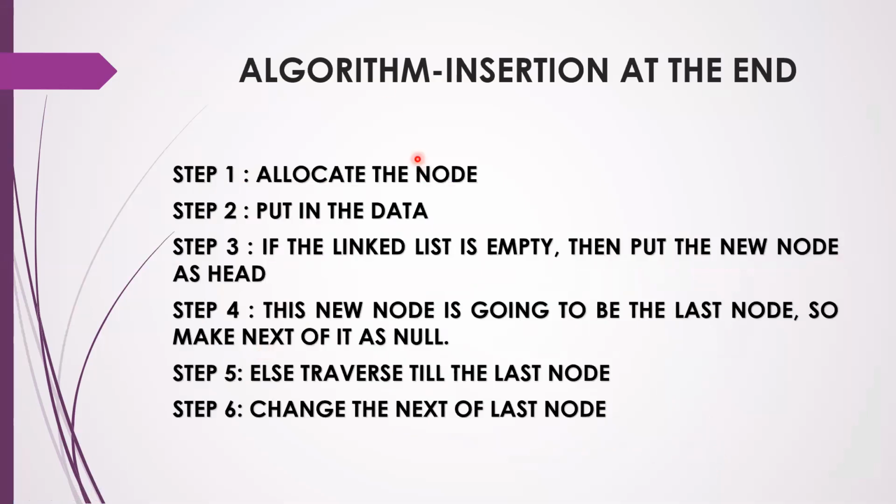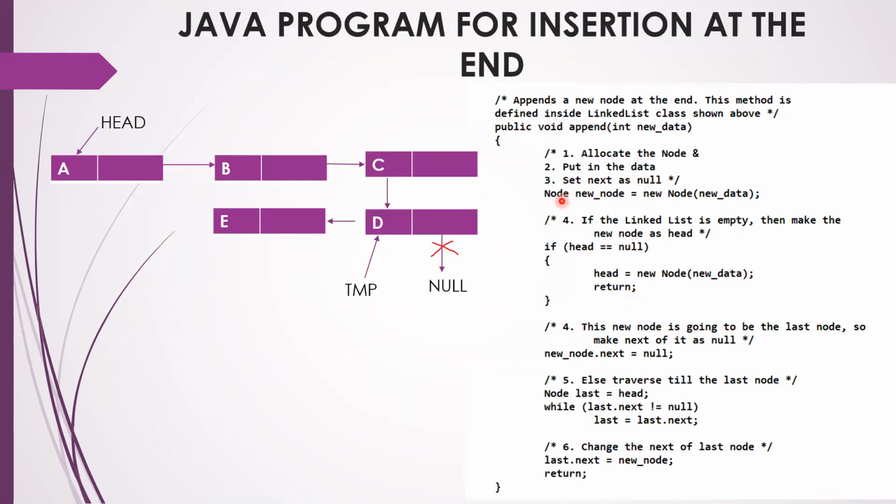So let's do the algorithm of insertion at the end, and we'll see the Java program of it. So we have to allocate the node. For the allocation of the node, we already have a class, that is Node, a template which we have discussed in the last class. So we have to call that class. The class name is Node. We have a method here, public void append, and you're giving the parameter int new_data. Then we have to allocate the node first, put in the data second, and set next as null.